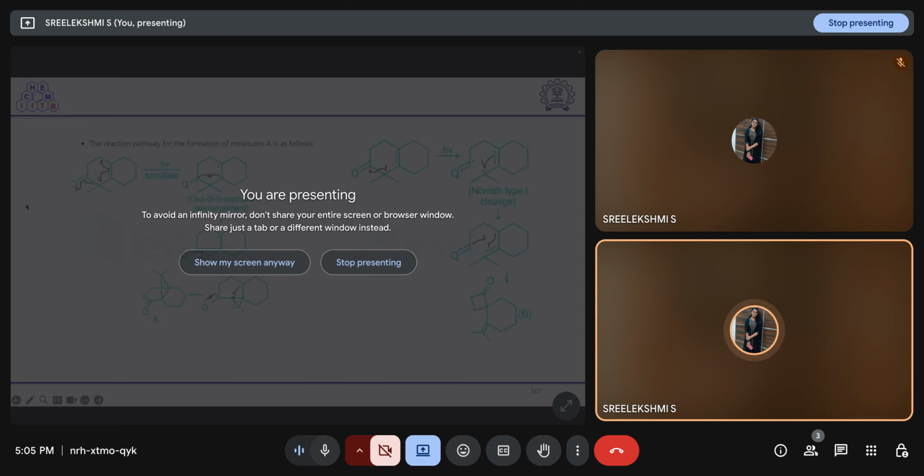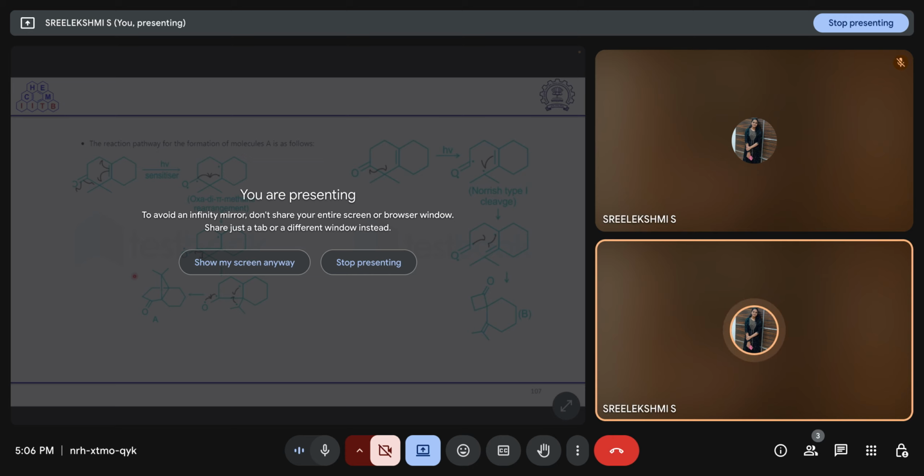So here we will see the answer. For product A, we are using h nu and a sensitizer. This bond is cleaving homolytically, generating this radical. Then these two radicals combine to form the cyclopropane ring. Either this bond will break to form this C=O double bond, and these two will combine to form compound A. So this is an example of oxadi-pi-methane rearrangement. We have seen previously the examples as well as the detailed mechanism of this rearrangement.